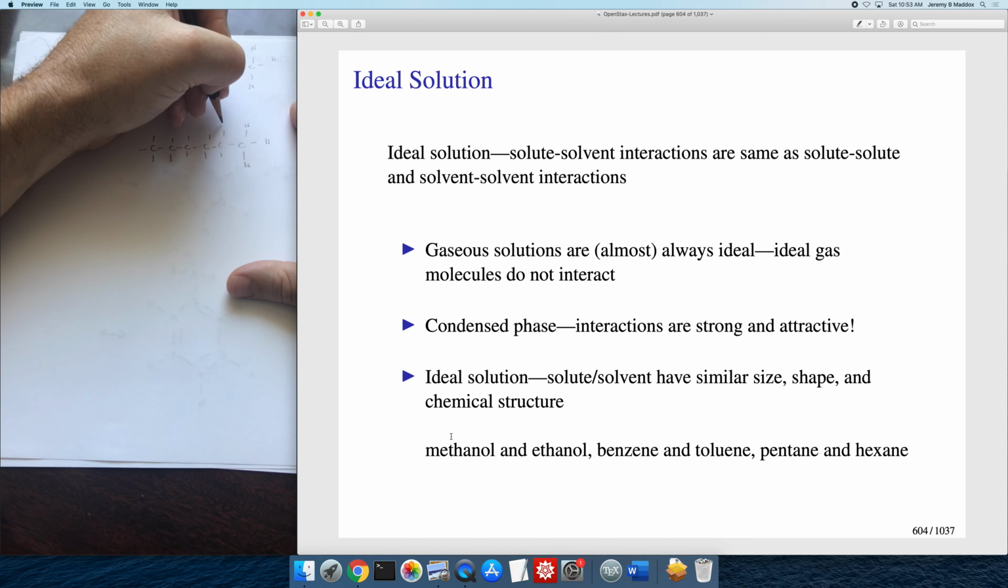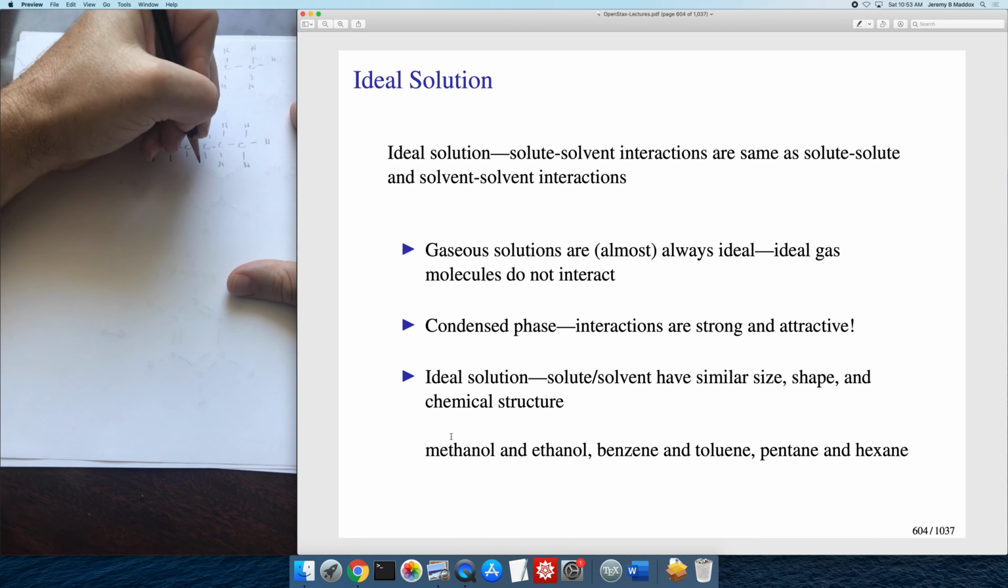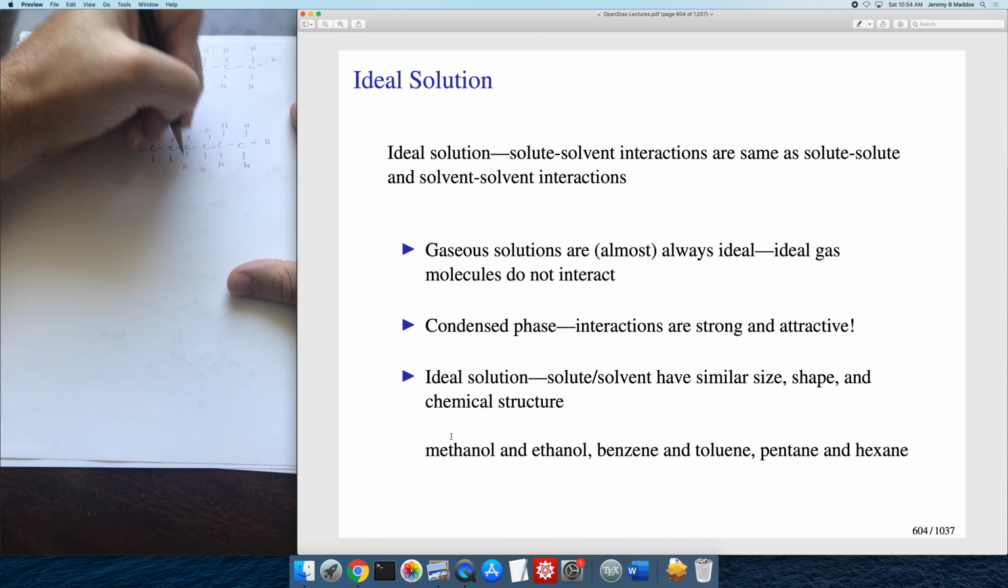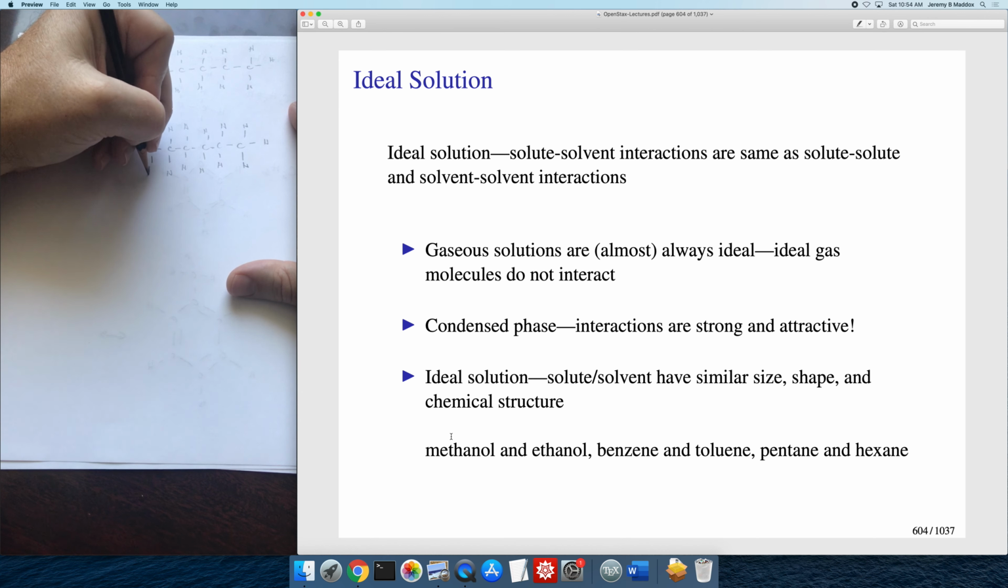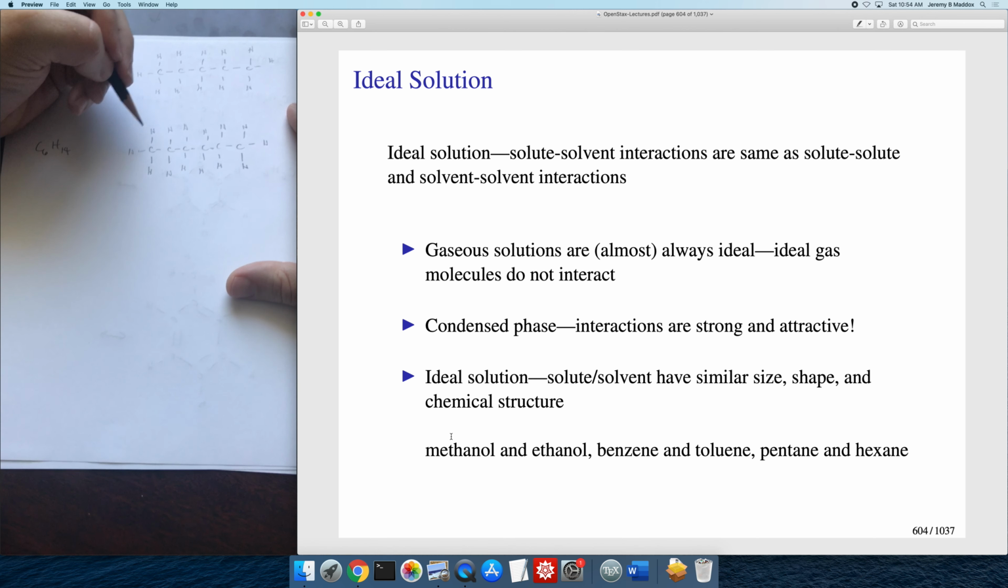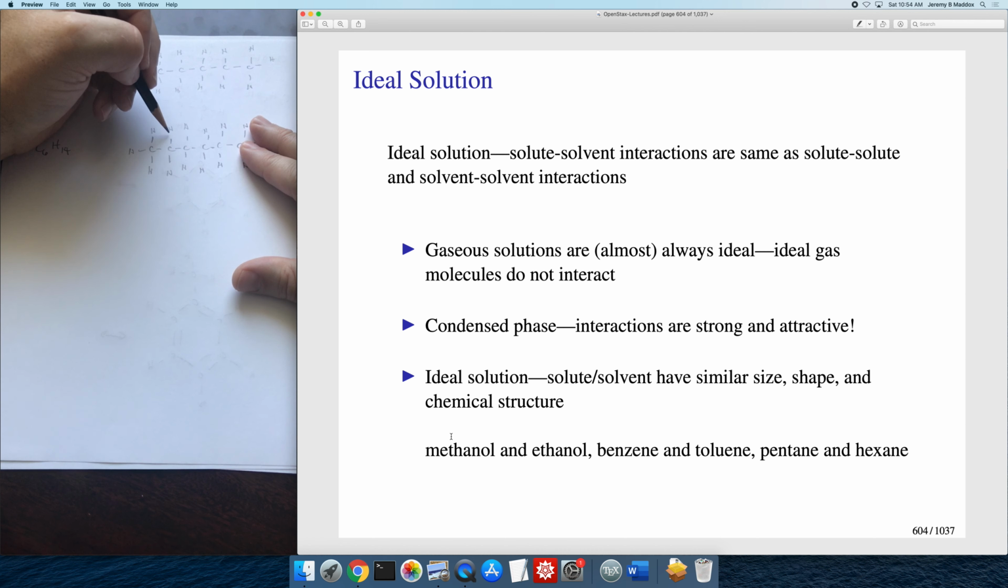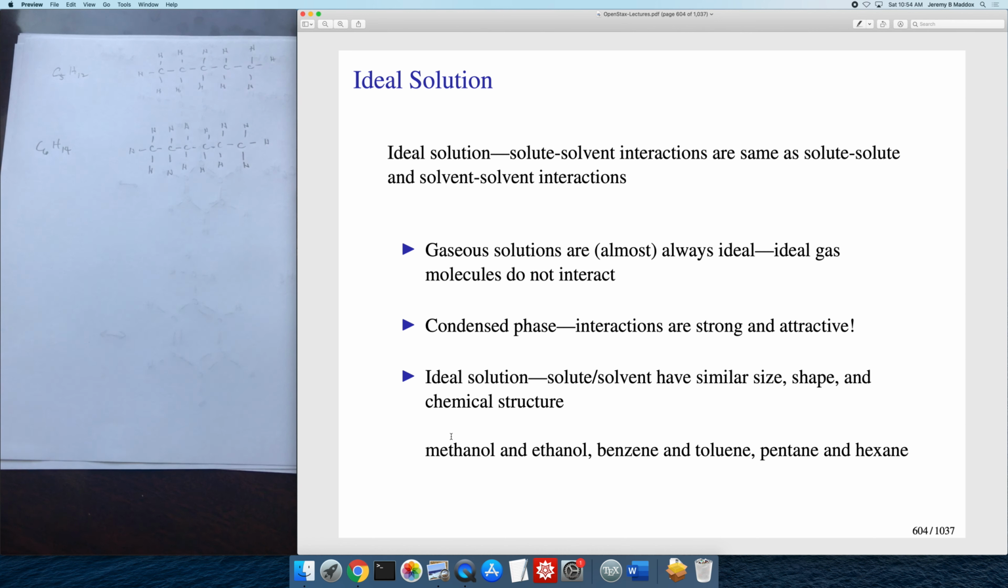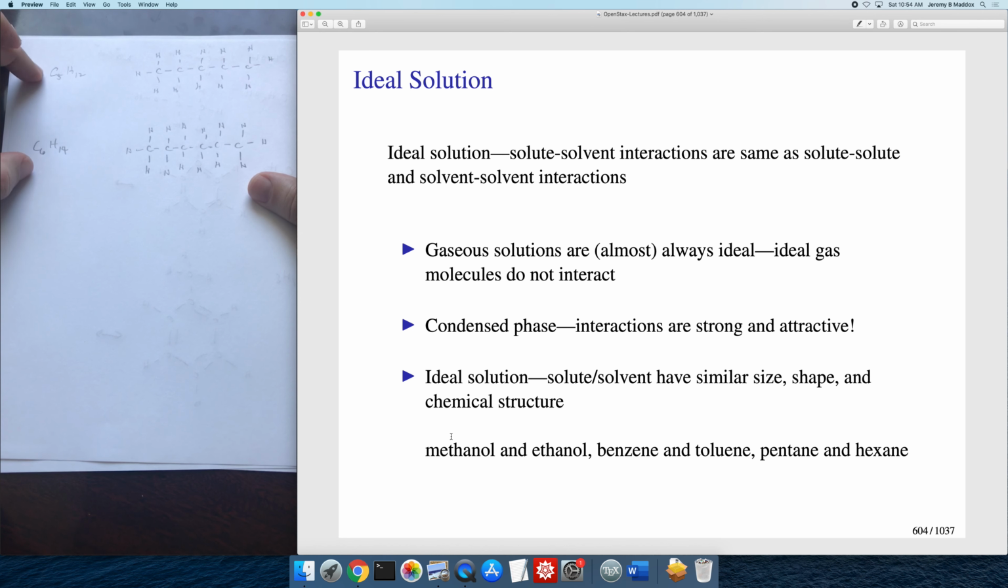So these are both hydrocarbons. They have the same chemistry. They're close to the same size. 14, 6, 7, 8, 9, 10, 11, 12, 13, 14. Same size, same chemistry. Pentane and hexane form an ideal solution.